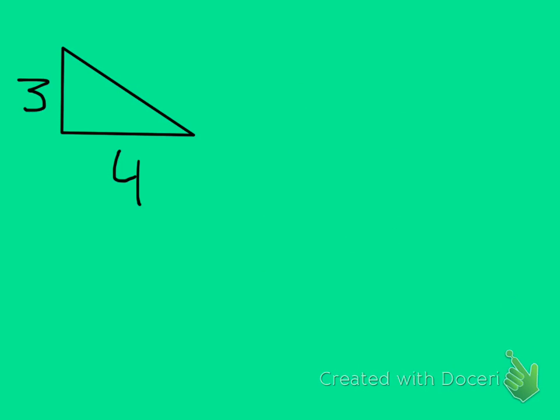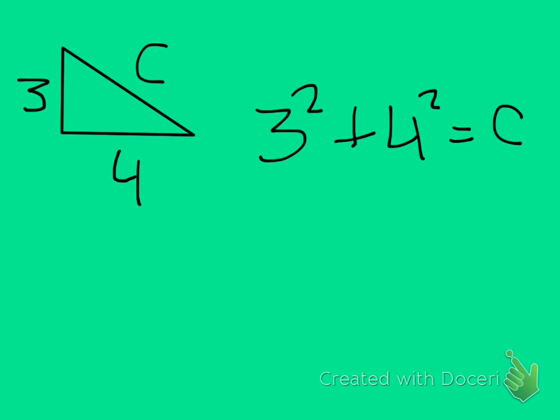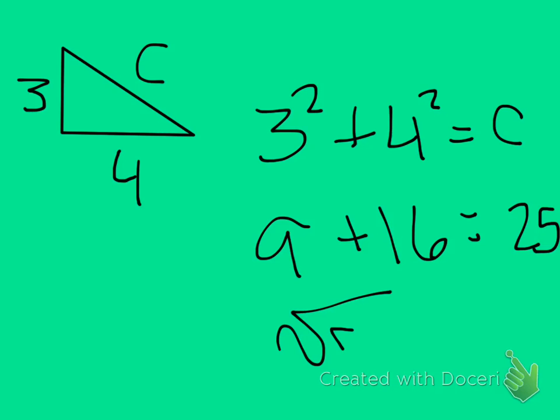Our next triangle has legs of 3 and 4. So we use our Pythagorean theorem. 3 squared plus 4 squared equals C, our hypotenuse. 3 times 3 is 9. 4 times 4 is 16. So 9 plus 16 equals 25. The square root of 25 is a perfect square, which is 5. This is your hypotenuse.